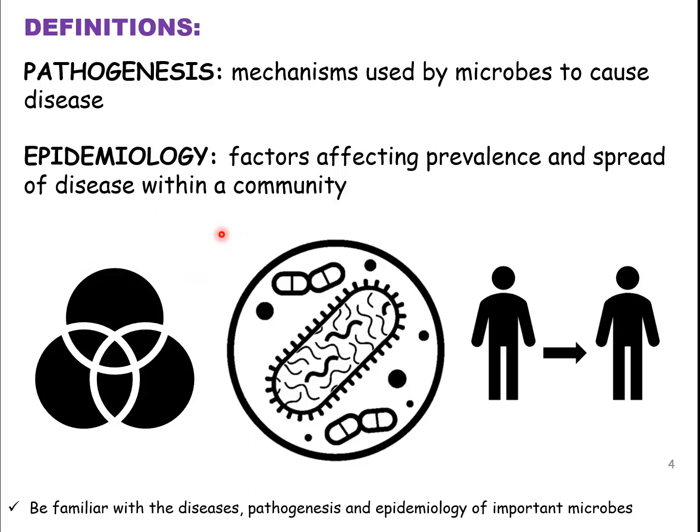Just a reminder, when we're talking about pathogenesis, we're going to be talking about the virulence factors of particular organisms. When we talk about epidemiology, that's when we're talking about what group does it affect, how often does it affect them, what is making it spread, is there a particular time of year. So epidemiology has to do with the factors that affect prevalence, what's the percentage of that disease in a population.